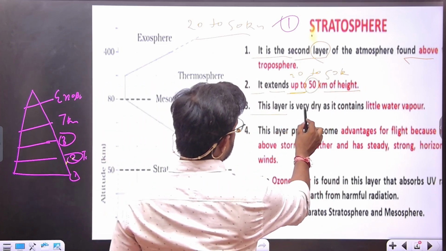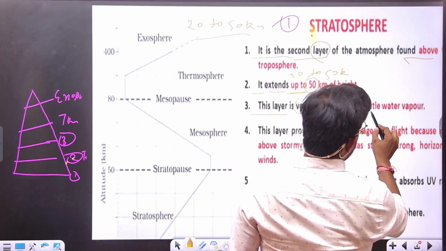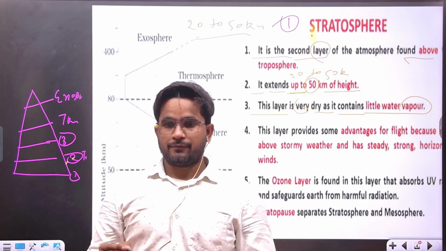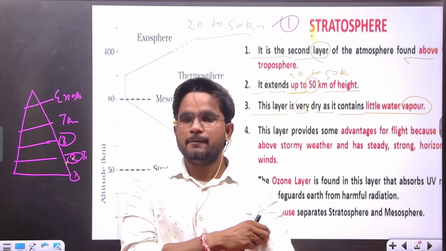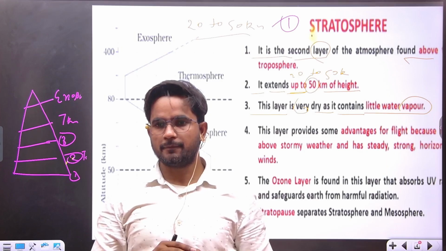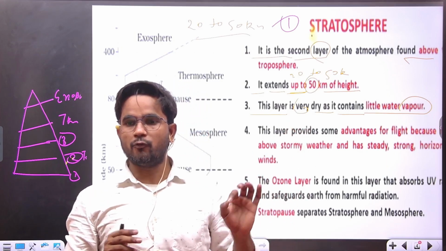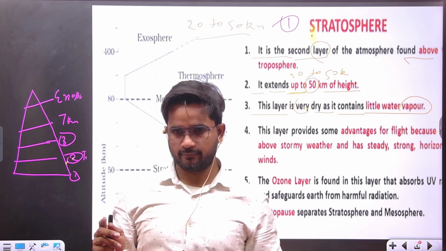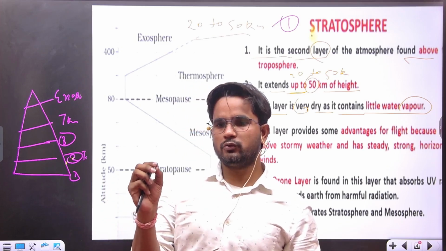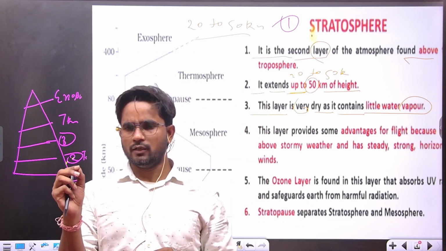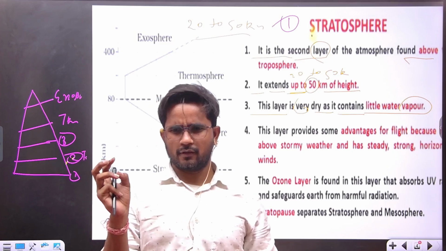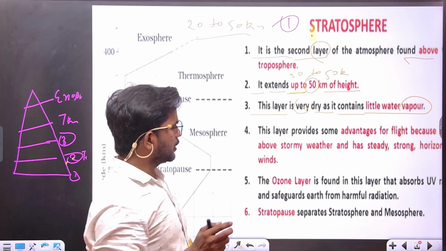This layer is very dry and contains little water vapor. The stratosphere is very dry, containing little water vapor. Understand point? Rain comes from water vapor.